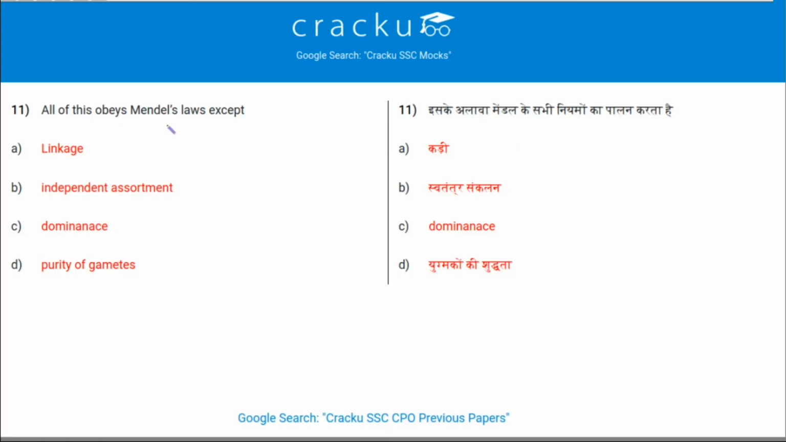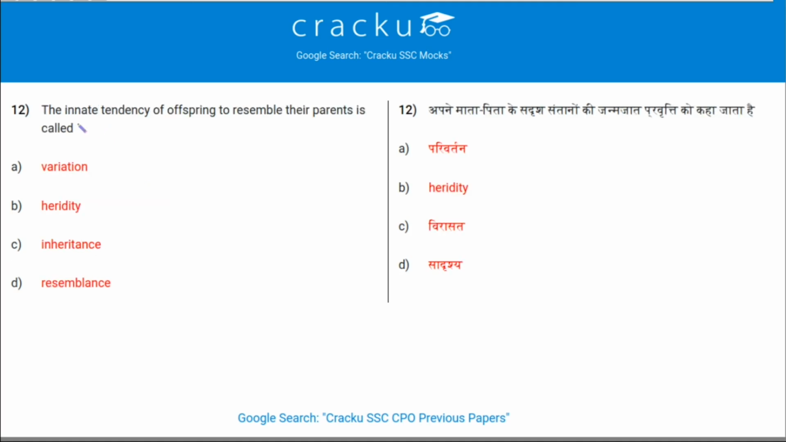All of these obey Mendel's law except independent assortment? Yes, this is from Mendel's law: the law of dominance, and the law of segregation, that is purity of gametes, that all the pure gametes are segregated finally. So the one which does not obey Mendel's law is linkage. Option A. The innate tendency of offspring to resemble their parents is called heredity. Option B.